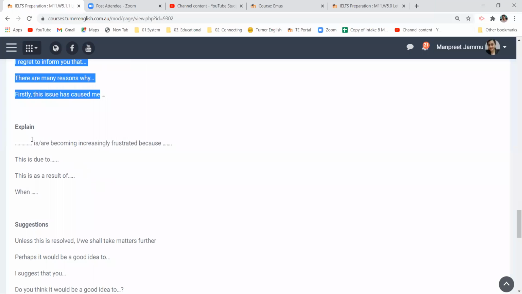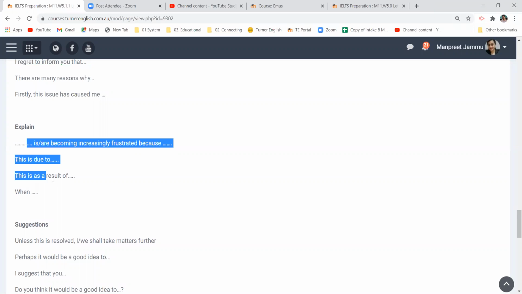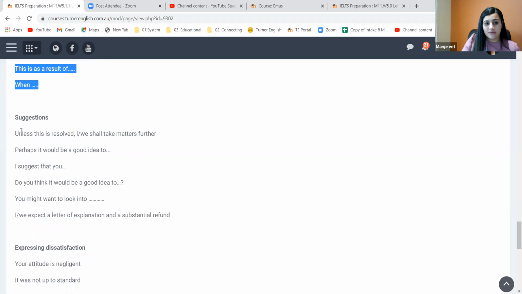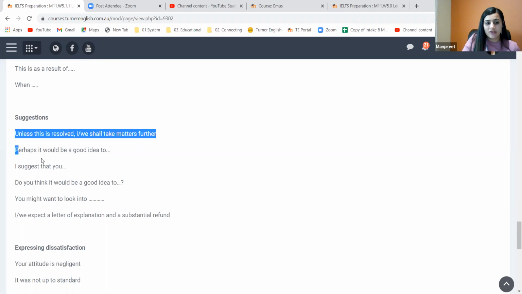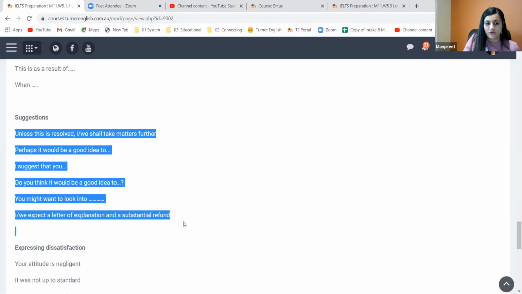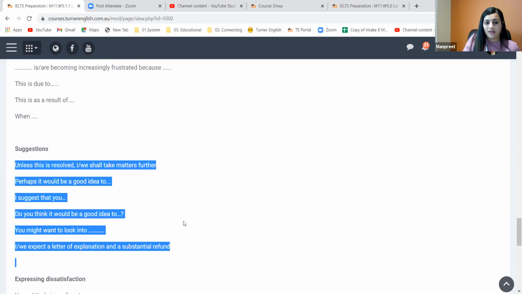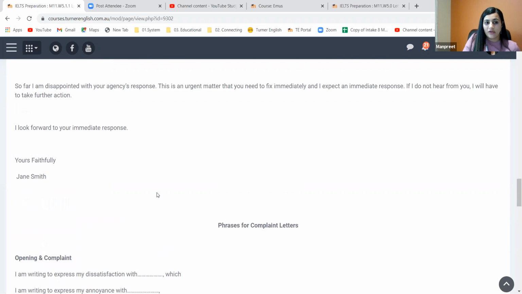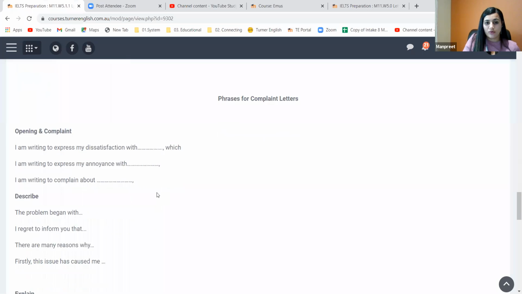And for explanation, you will have to use more than one. And after that, suggestions. To suggest, you can use one or two of the phrases. Right? So try to use these phrases in your writing.